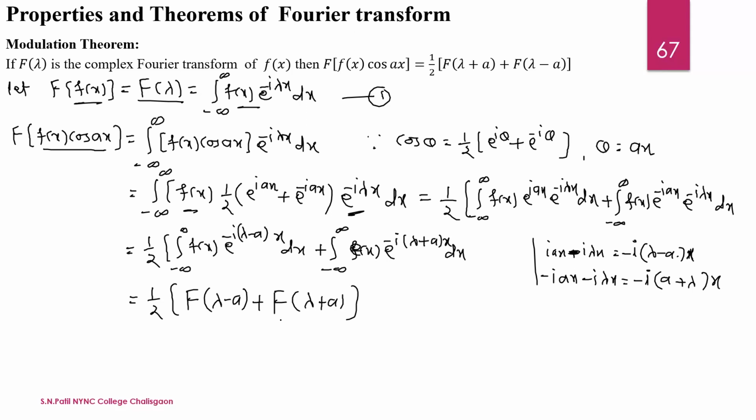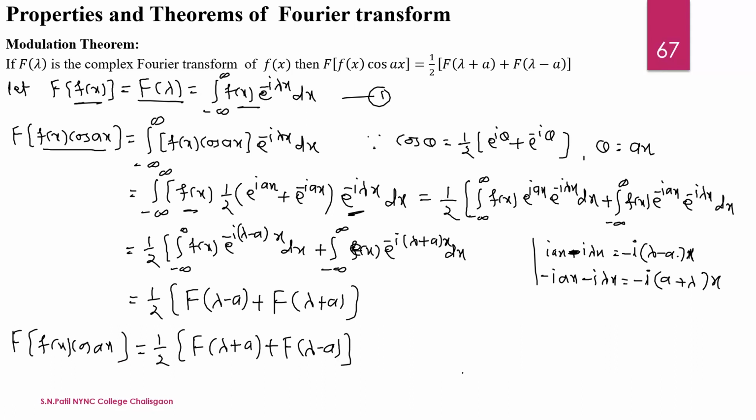Okay, and we know addition is commutative, so it can be written as the Fourier of f of x cos of ax is equal to 1 by 2. Addition is commutative. First we write capital F lambda plus a plus F of lambda minus a. Okay. Thank you.